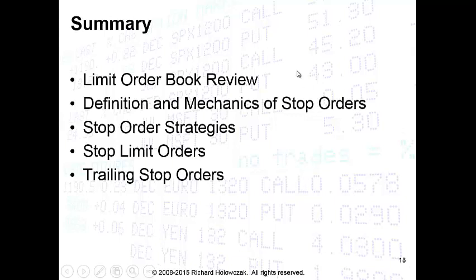So this has been going on a bit long here, but just as a summary, we did a quick review on limit order books. We talked about the definition and mechanics of stop orders. We talked about some strategies that you can use for stop orders. And we talked about some variations called the stop limit order and the trailing stop orders.